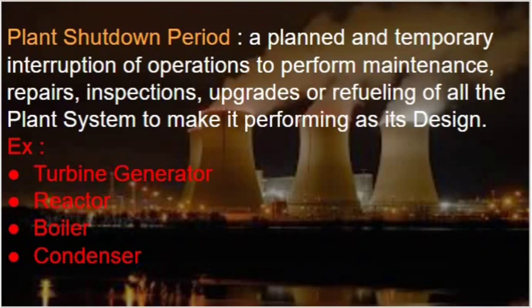Let's take the example of a nuclear power plant. Every year or year plus a month there is an outage for refueling, meaning they load the fuel in the reactor vessel for further reaction and operation. During this outage, many other systems are opened, like the turbine generator, boiler, condenser area, the turbine generator casing valves and so on. So this is called the plant shutdown period.